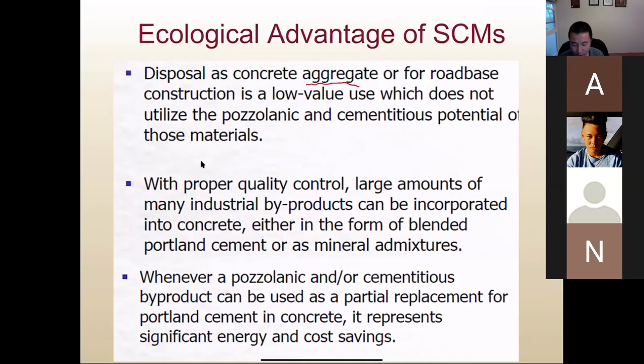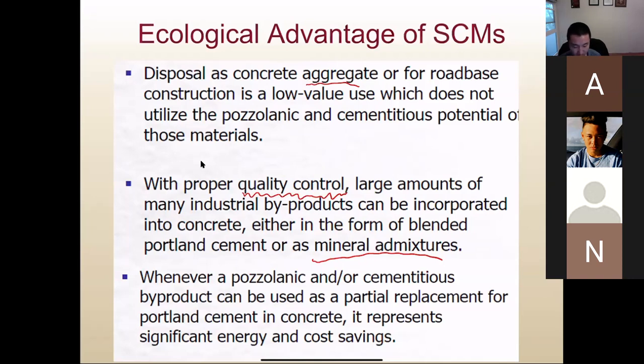So we do not fully use the potential of these materials. Or we could use them to replace cement, so we use them as mineral admixtures. But the quality control should be well designed, because these materials, such as fly ash or slag, are industry byproducts. So the quality control could be an issue.